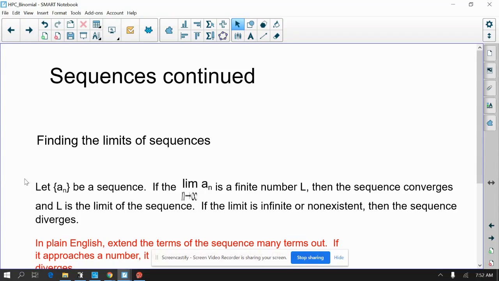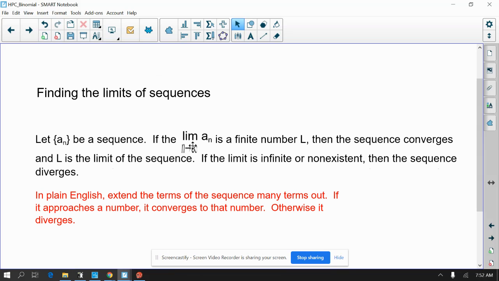Good morning, everybody. So here we are continuing to talk about sequences. The last video had a little bit of an introduction to these, and we're going to talk about them more deeply this time. So first of all, the limits of sequences. If a_n is a sequence, or just if a is a sequence.